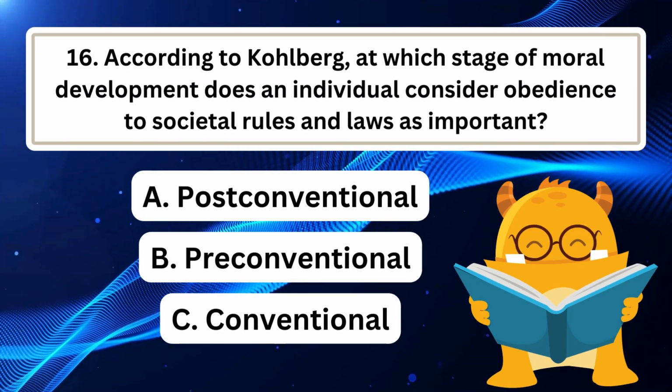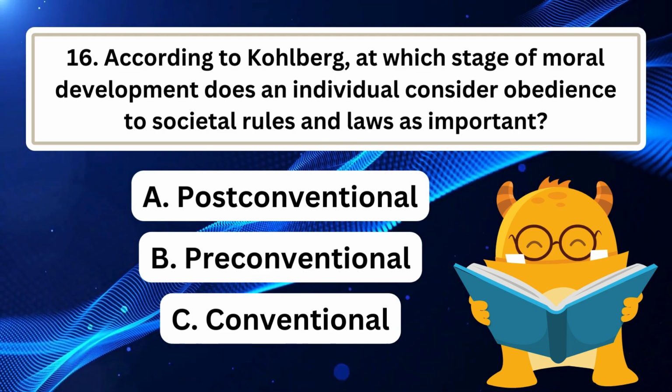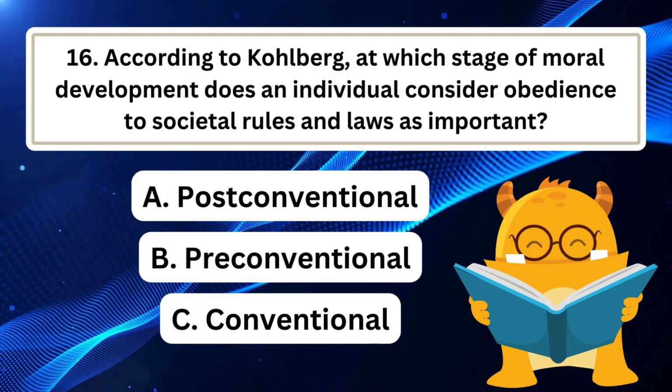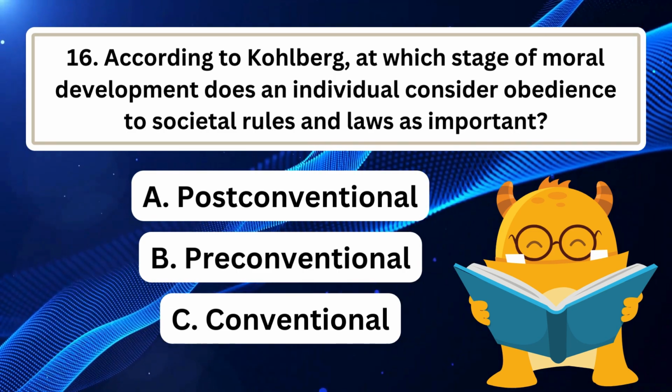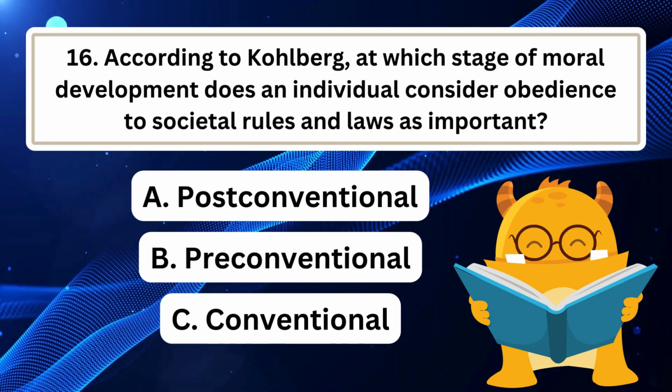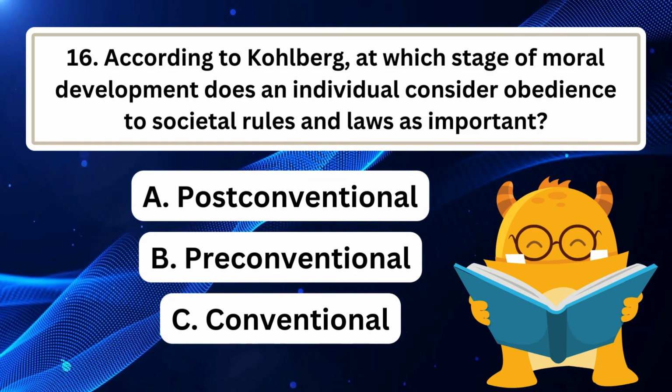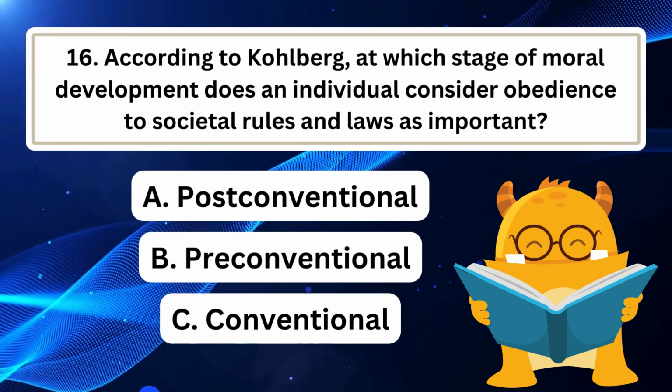16. According to Kohlberg, at which stage of moral development does an individual consider obedience to societal rules and laws as important? A. Post-conventional. B. Pre-conventional. C. Conventional.